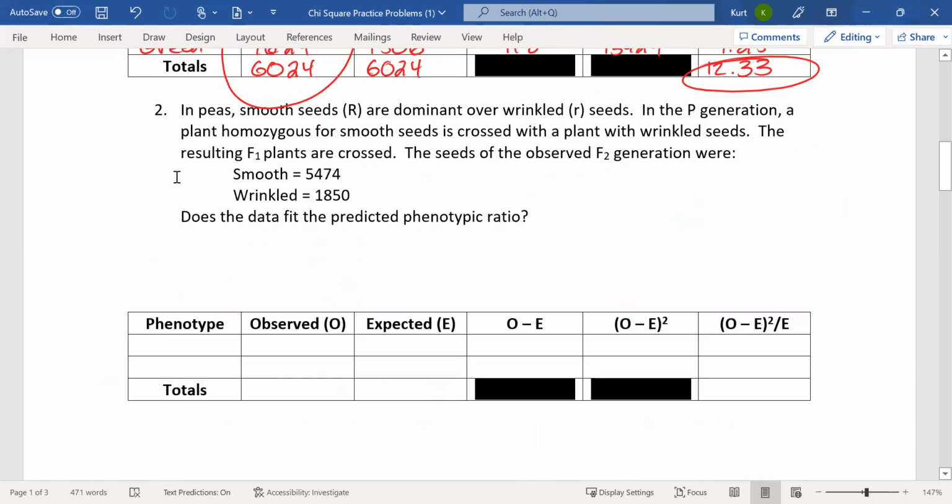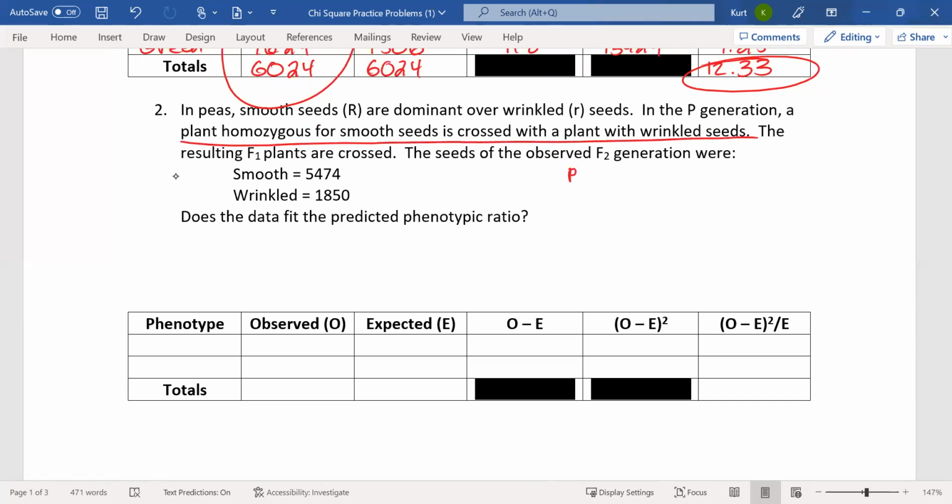I want to make sure you guys got the genotypes right for this one. You might have gotten a little lost. In peas, smooth seeds are dominant over wrinkled seeds. In the P generation, by the way, the fact that we're using peas is just a complete coincidence. The P generation means parent generation. It's your original generation. In the P generation, you have a homozygous smooth seed crossed with a wrinkled seed.